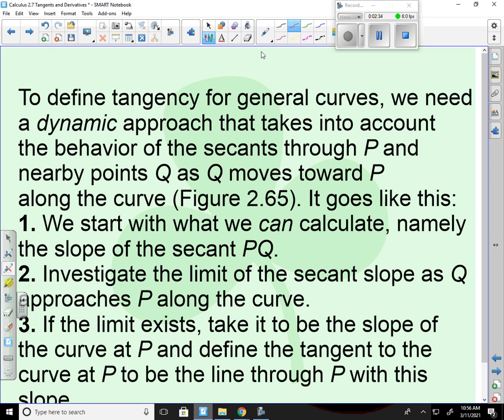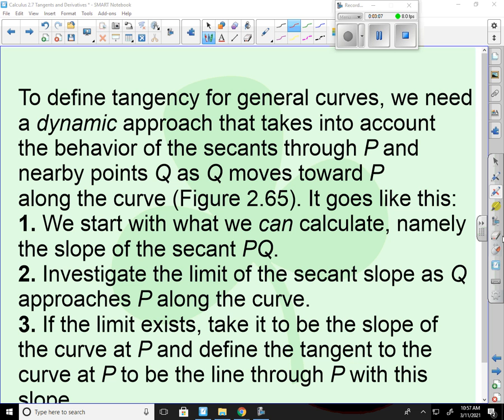To define tangency for general curves, we need to take a dynamic approach that takes into account the behavior of the secants through P and the nearby points Q as Q moves towards P along this curve. This figure is going to come next, so at least just write this down so that you can figure out what is happening here. So we start with what we can calculate.